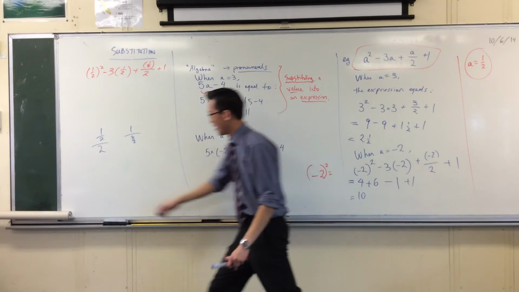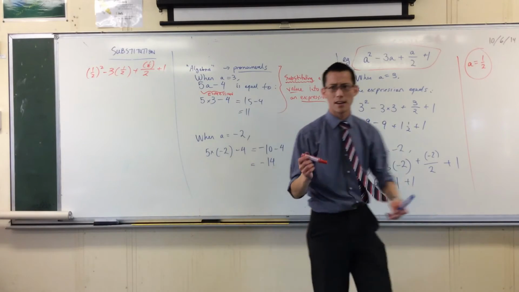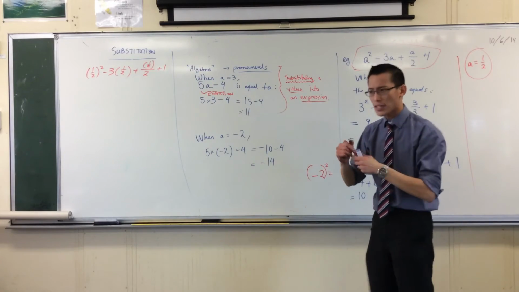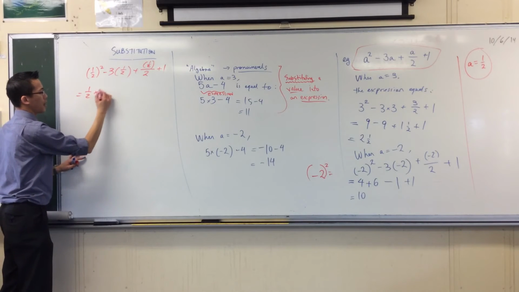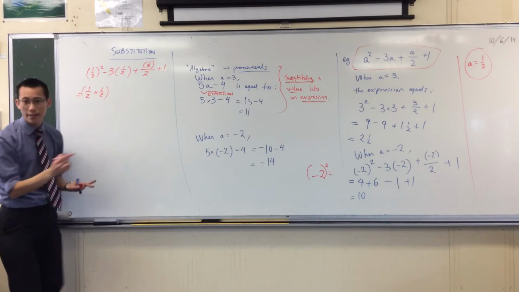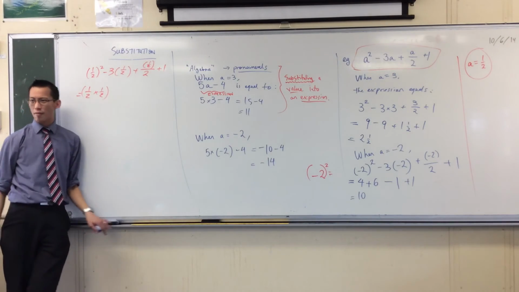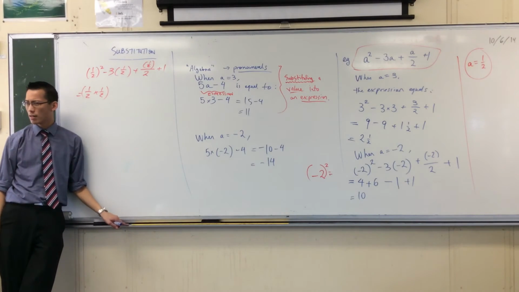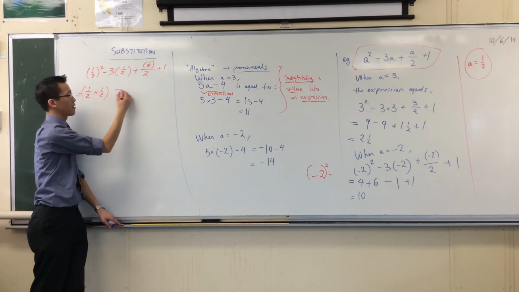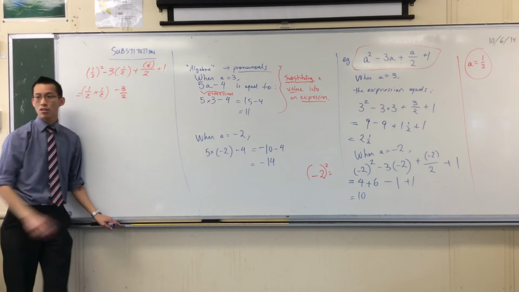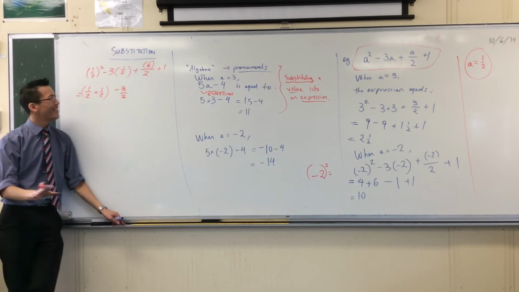Okay. Now, let's go through it one at a time. A half squared. What does that actually mean? That's a half times a half, isn't it? I'm going to write that out before I write the answer. A half times a half. There you go. There's a half squared. Okay. Minus 3 times a half. We could do that, can't we? 3 times 1 is just 3. There you go. Okay. So far, so good? Or do you want me to slow down?